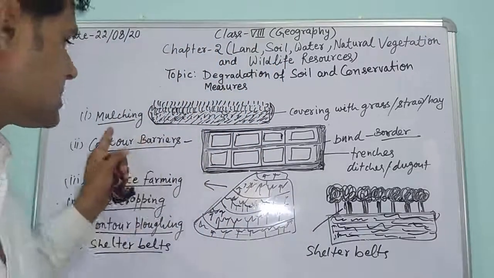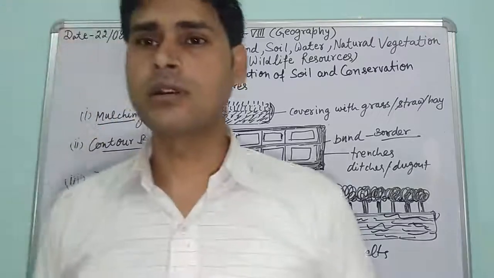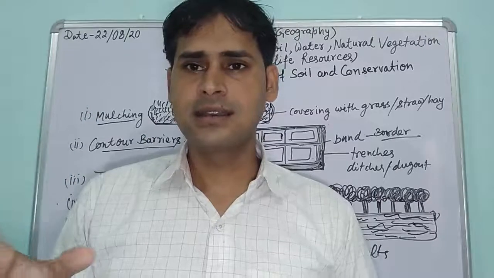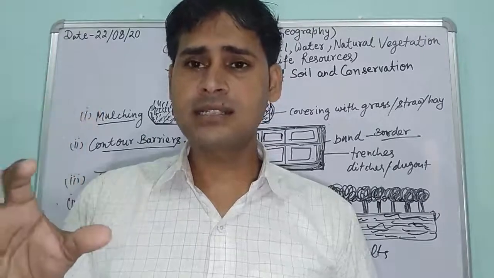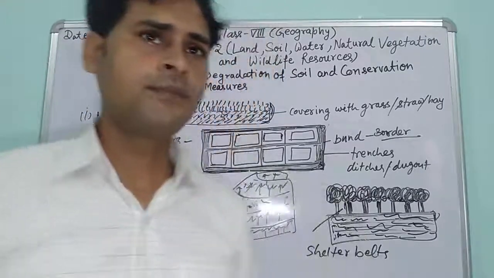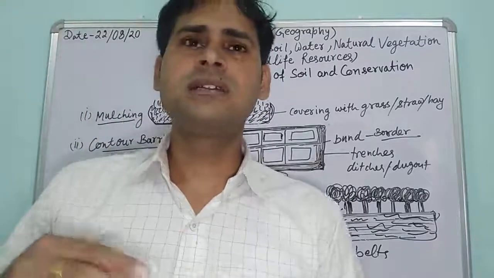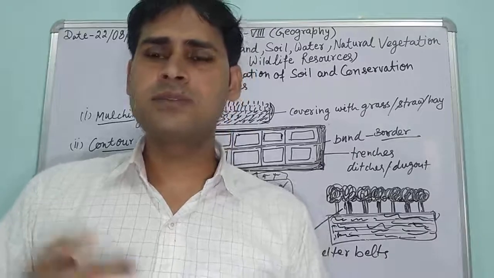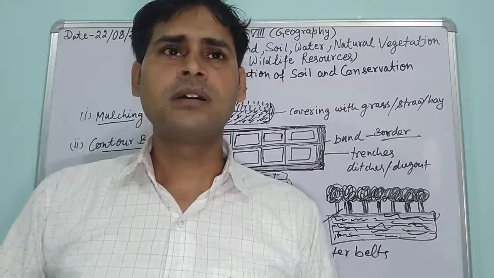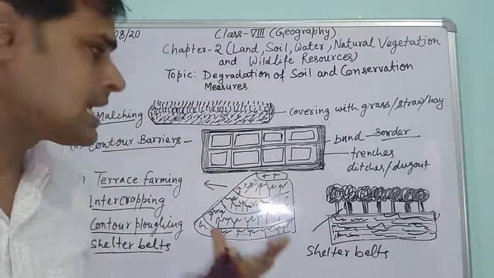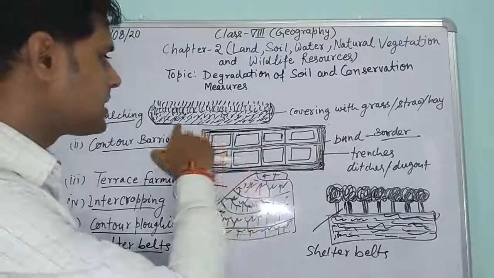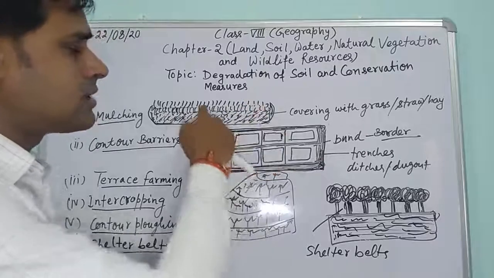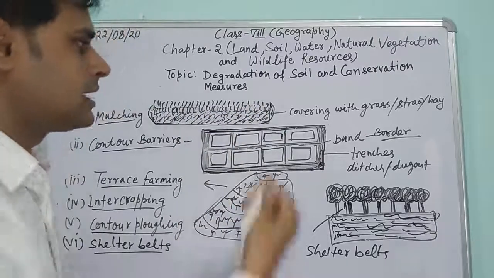So first is mulching. Mulching means covering with grass, hay, straw. Especially the bare ground between plants is covered with a layer of organic matter like straw. You can see here that the bare ground is covered with straw or hay.